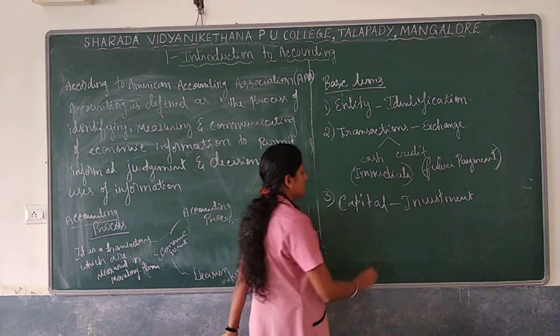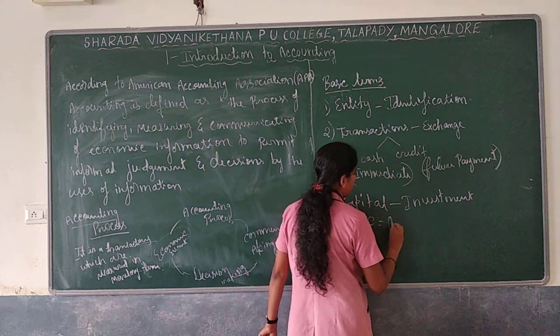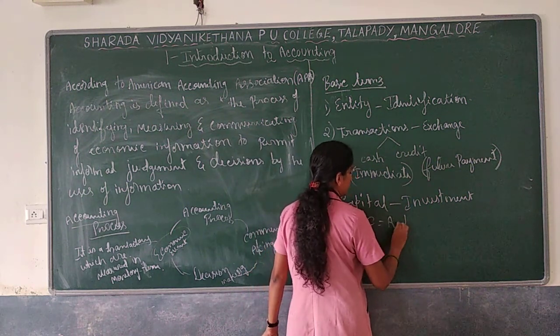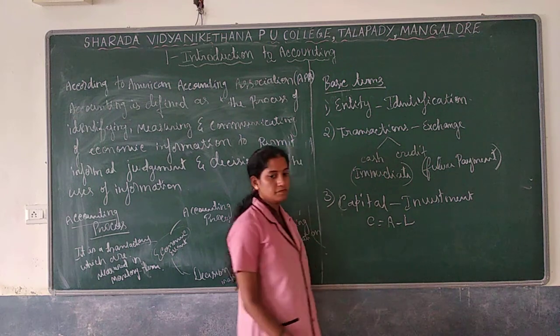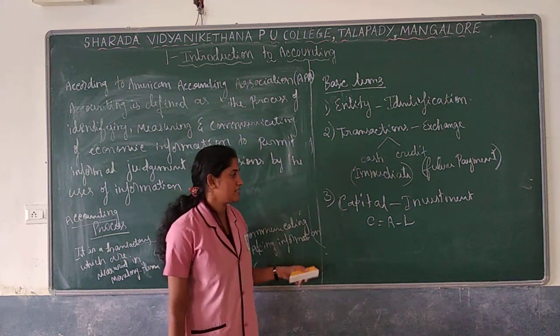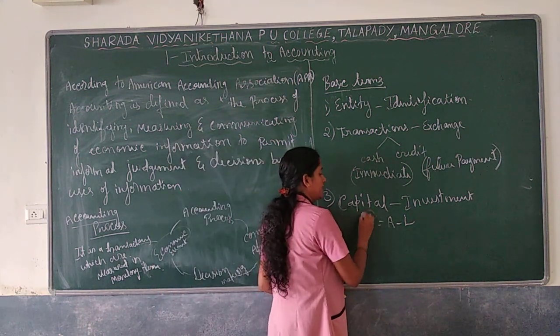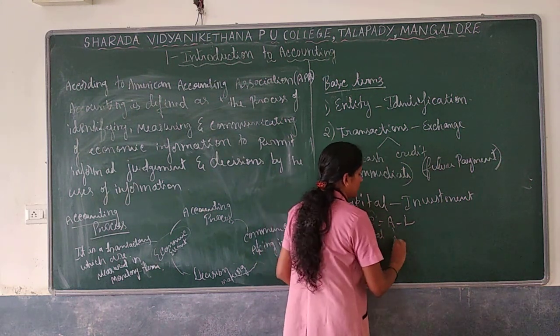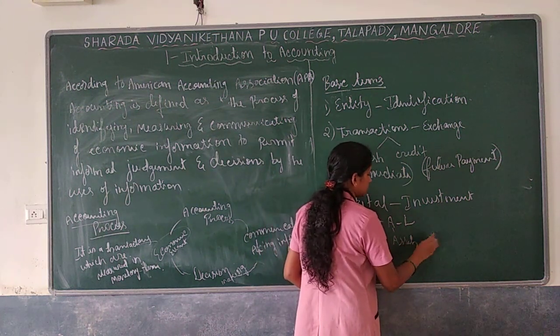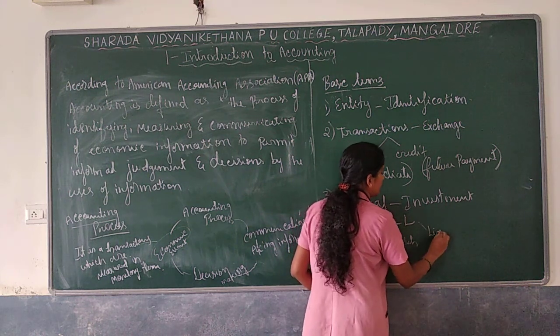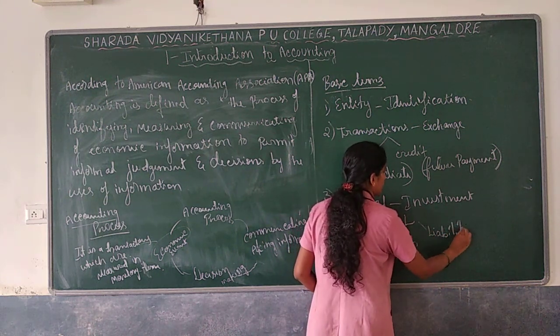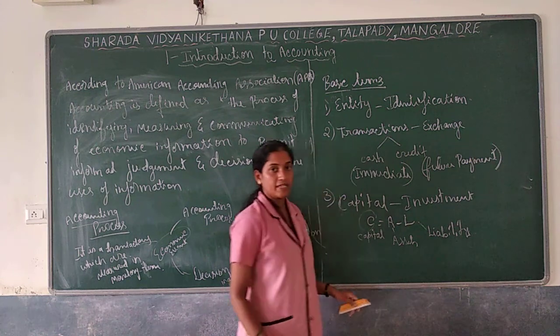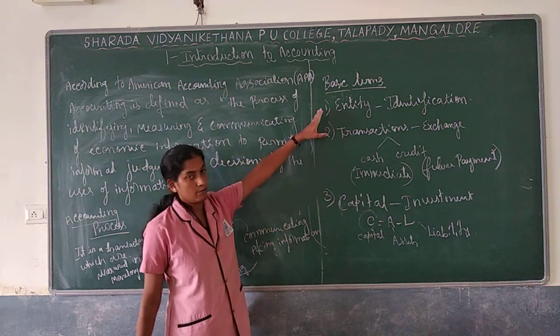Okay, capital has one formula: A is equal to L minus C, where C is nothing but capital, A is nothing but assets, and L is nothing but liability. Okay? Am I clear? See, I will repeat from here.